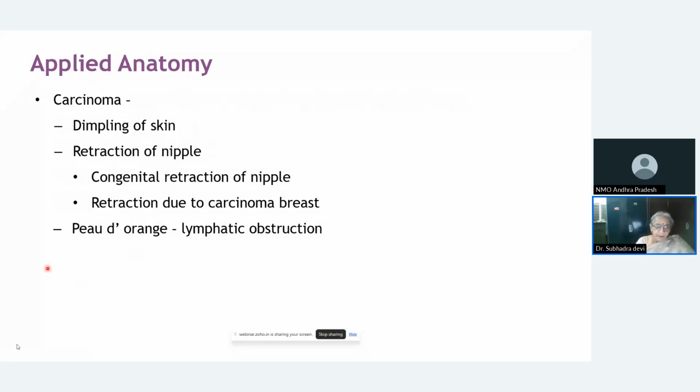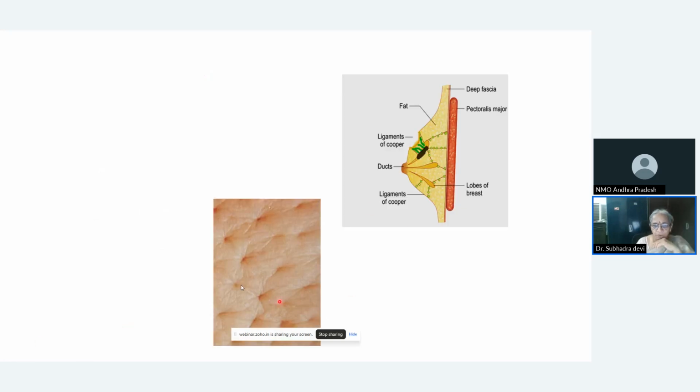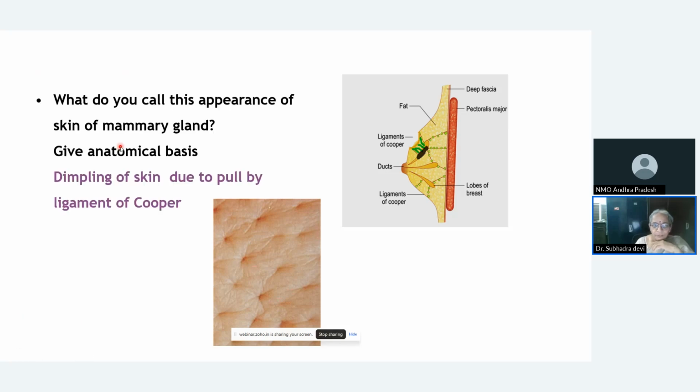Peau d'orange is due to lymphatic obstruction. Retraction of the nipple can be congenital or due to carcinoma. And what is dimpling of skin? Let us see the picture. This is the type of appearance you are seeing, and what does it indicate? This is the dimpling of skin, and you are seeing the ligaments of Cooper. The importance of the ligaments of Cooper is that they are pulled by the cancer cells. They pull down the skin. That's why this appearance, dimpling of skin, is possible.